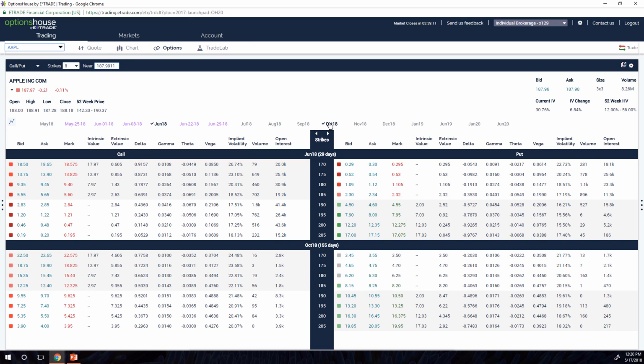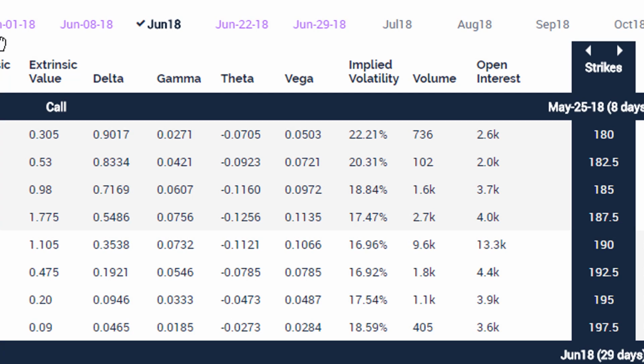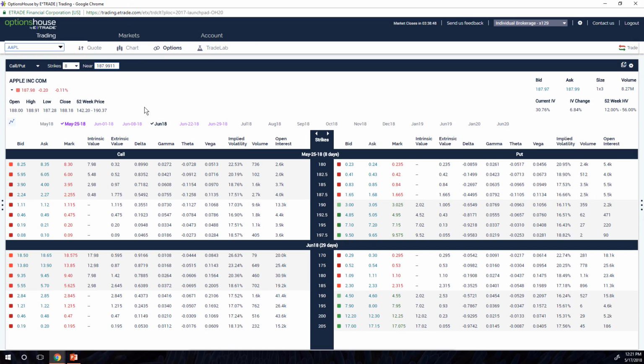What would happen if I came closer in time? It should decrease. So let's move from June, which has about 29 days. We'll come down here to May 25th. It has 8 days. And the 190 call has a Vega of 0.10, almost 0.11. And the rationale for that is, again, with so little time remaining, there's just not a lot of potential for that option to gain intrinsic value. We would either love to extend time or extend volatility, and both of those will increase Vega.